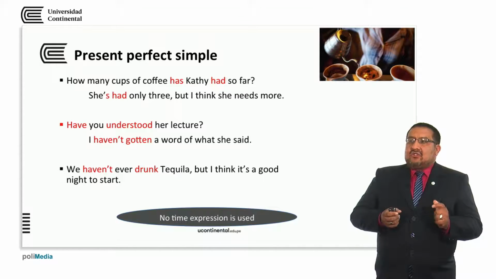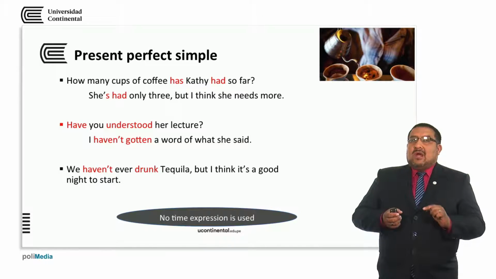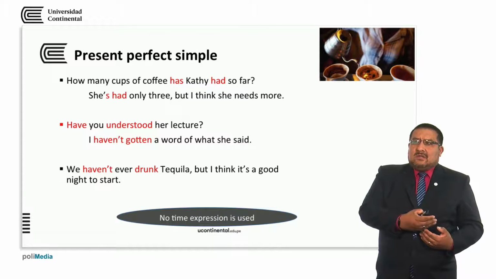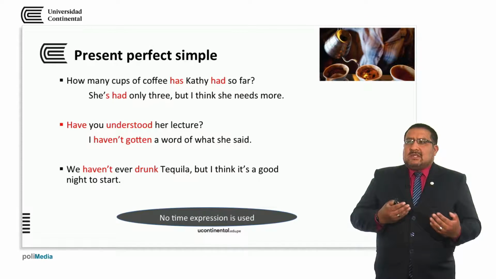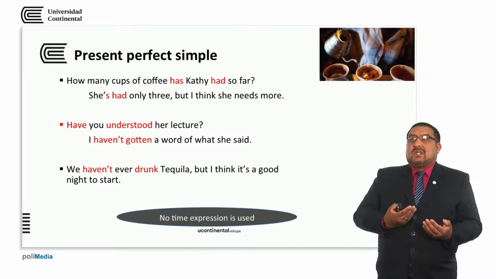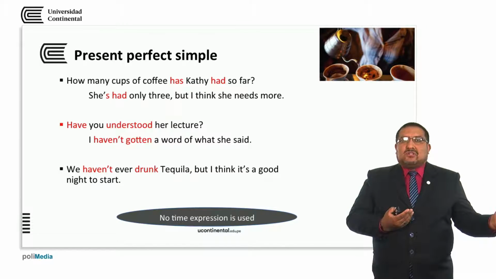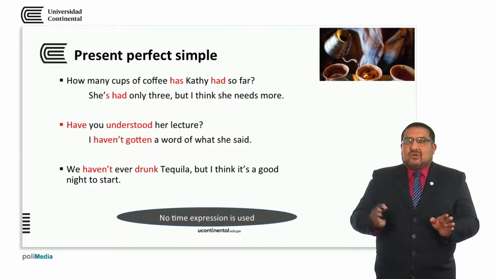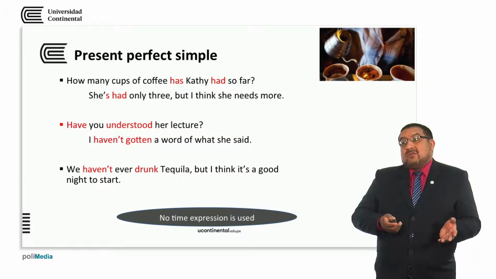We haven't ever drunk tequila, but I think it's a good night to start. And you have an adverb there, "ever," which is similar to "never." You use "ever" for the negative sentence, and it says, we haven't ever drunk tequila. It means from the time you started drinking or trying some liquor until now, you have never tried that. But it's a good night to start.